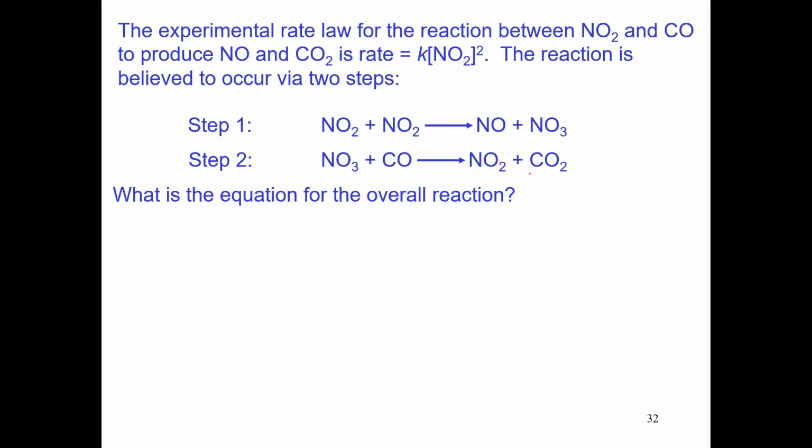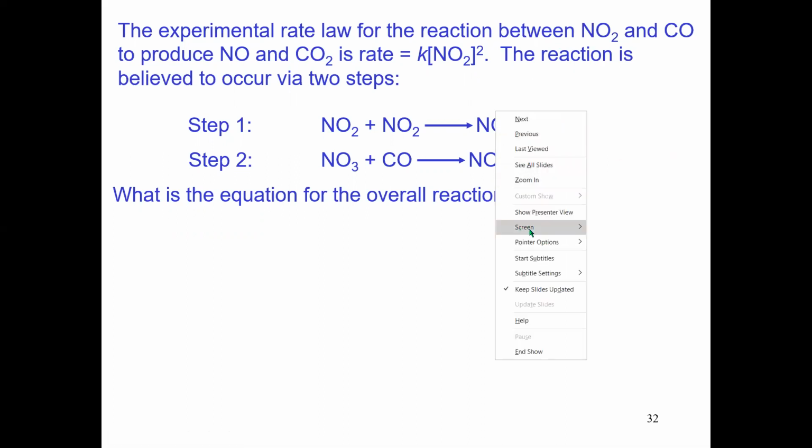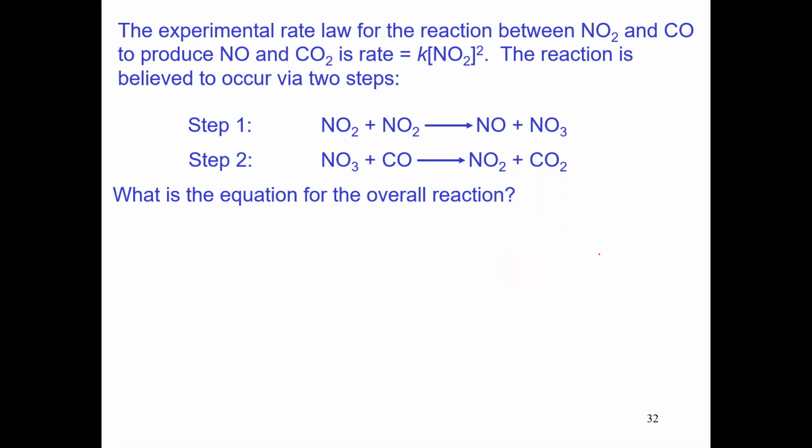Let's look at this reaction between both of these. The experimental rate law between NO2 and CO to produce NO and CO2 is this. Now, the key thing to understand is when you have these different reactions, essentially the way you would do the rate is, sorry, the rate, let me delete that. And this is very important to understand, the nature of what these things look like.